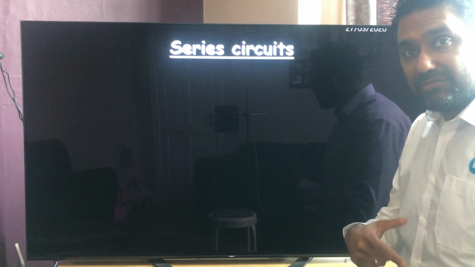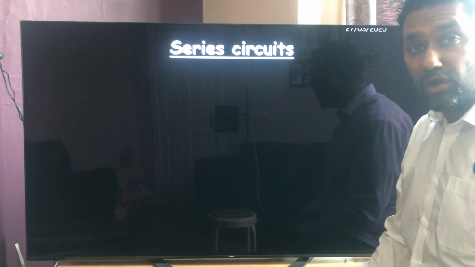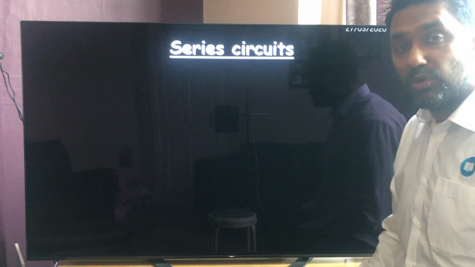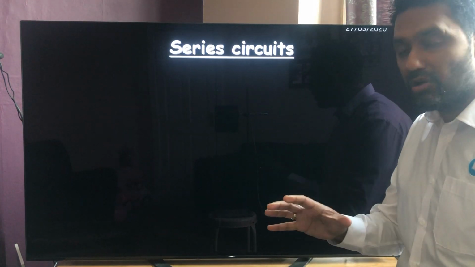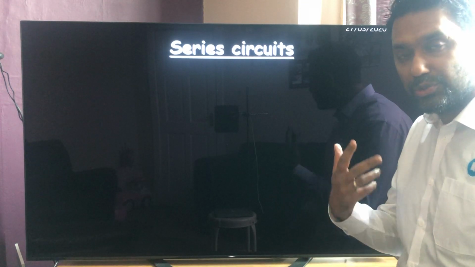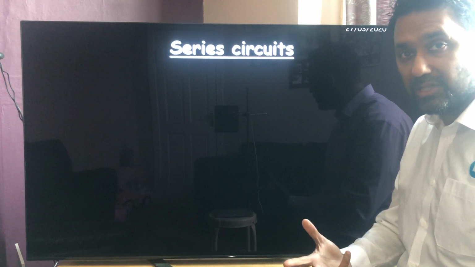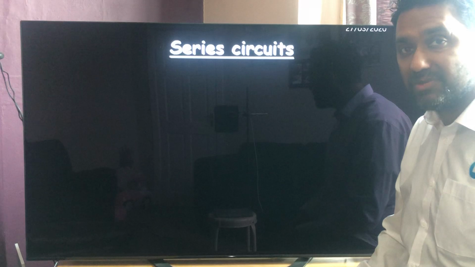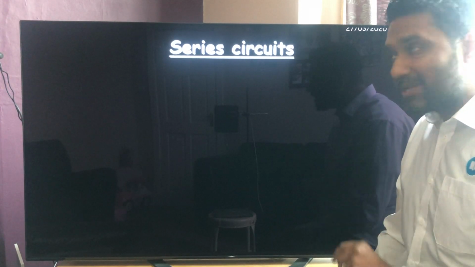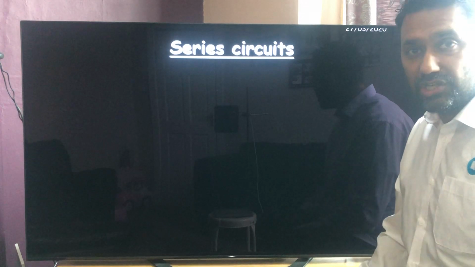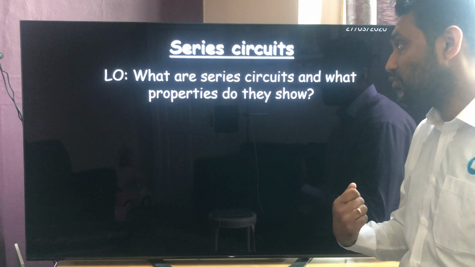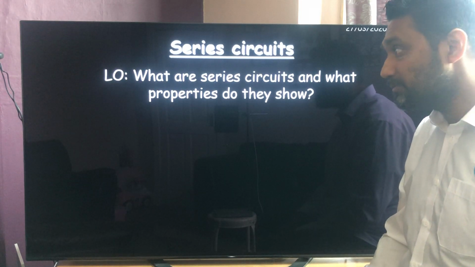Last time we looked at various components. We looked at VI graphs, we looked at the resistance in a wire investigation, and we also looked at the graphs for a fixed resistor or a wire. We looked at a diode, we looked at the light bulb, the filament light, and we also looked at a thermistor and an LDR. What we're focusing on today is quite a short, snappy lesson looking at series circuits. So our objective: what are series circuits and what properties do they show?